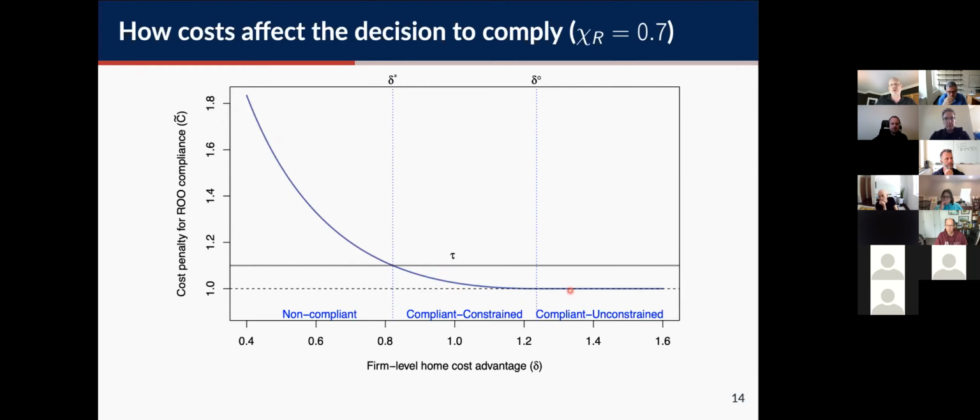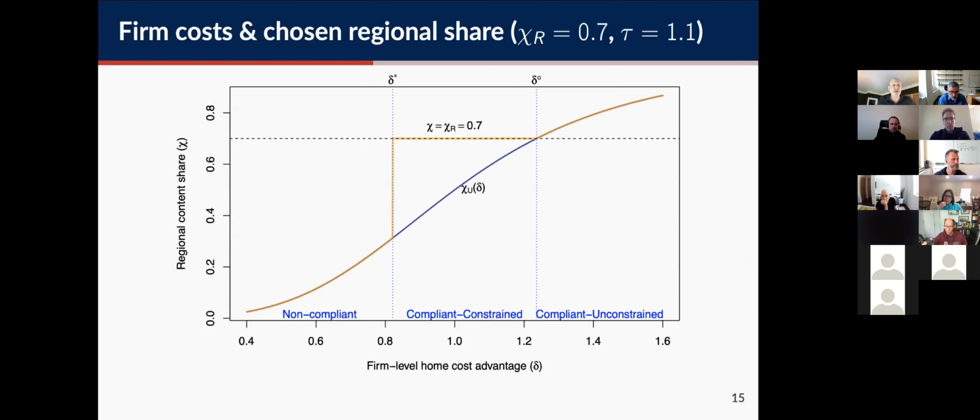And then finally, there's going to be a subset of firms that have such a strong comparative advantage for producing parts, sourcing parts at home, that they're not going to be affected by the rule of origin. The rule of origin is a min, it's not a max. And so the firms are going to be above that and they're going to comply, but they're still going to be unconstrained.